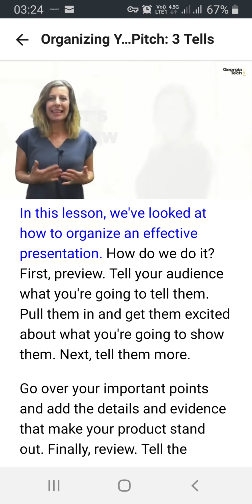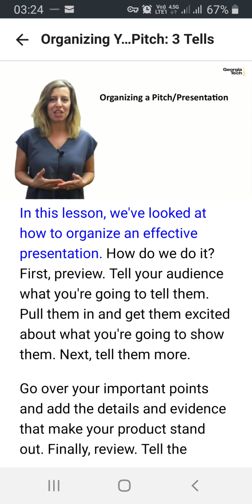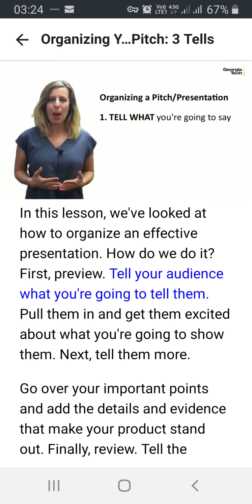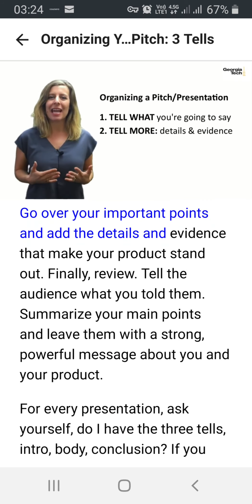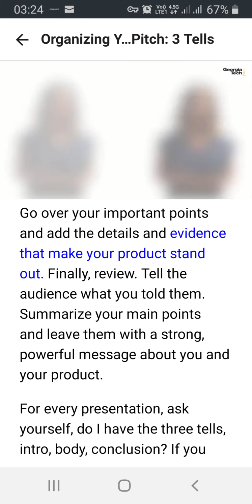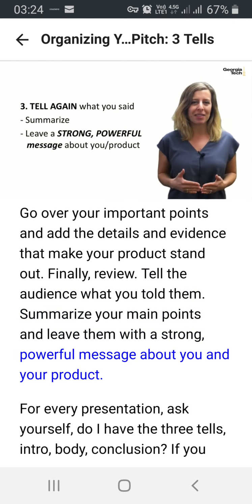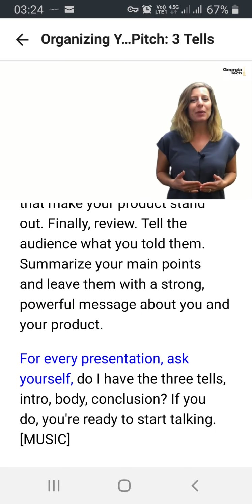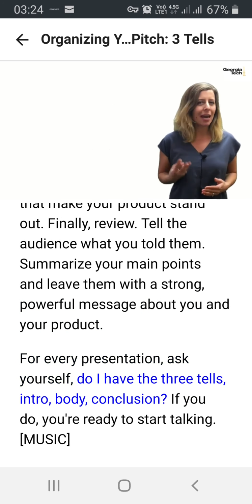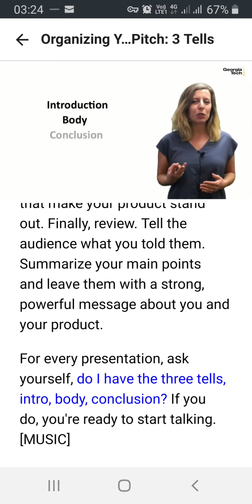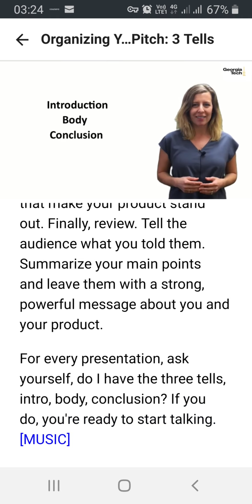So let's review. In this lesson, we've looked at how to organize an effective presentation. How do we do it? First, preview. Tell your audience what you're going to tell them. Pull them in and get them excited about what you're going to show them. Next, tell them more. Go over your important points and add the details and evidence that make your product stand out. Finally, review. Tell the audience what you told them. Summarize your main points and leave them with a strong, powerful message about you and your product. For every presentation, ask yourself, do I have the 3 tells? Intro, body, conclusion? If you do, you're ready to start talking.